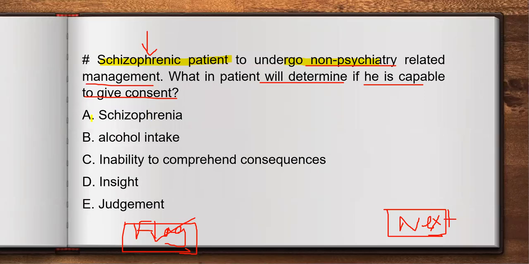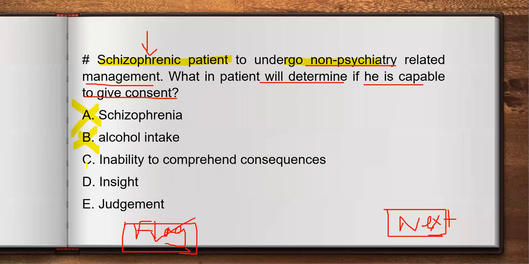So schizophrenia is out. Again, alcohol intake, like most Australian people take alcohol, and then like 80% will be unable to give consent. So this option is out. Inability to comprehend consequences. This is a very good option. If a patient is unable to comprehend the consequence of a procedure, obviously that will determine if he is capable to give consent or not.